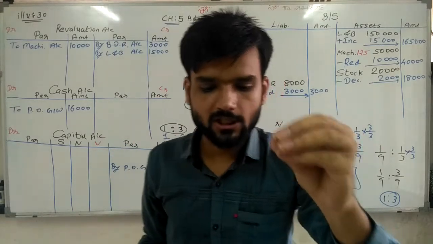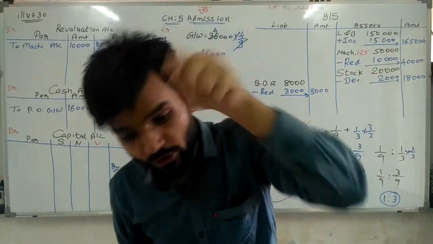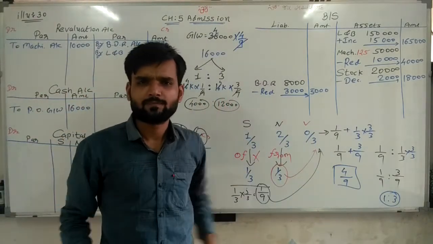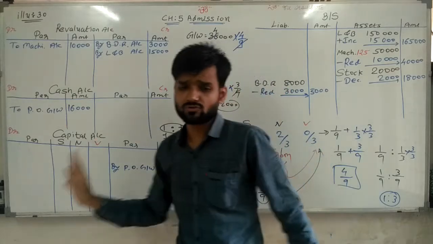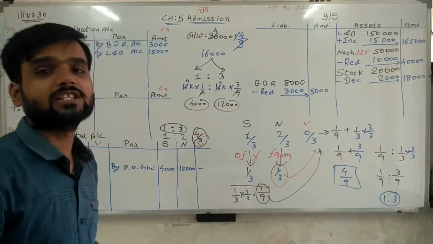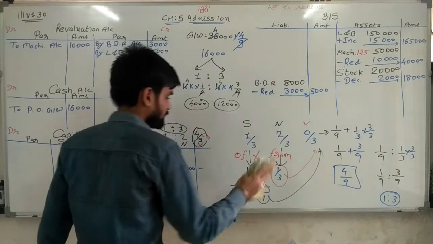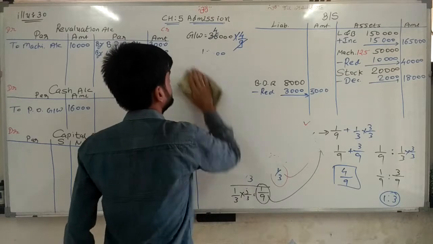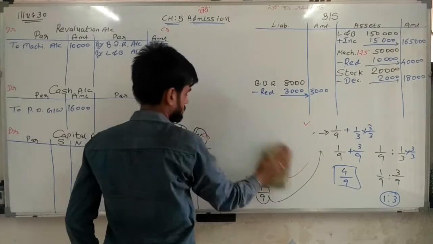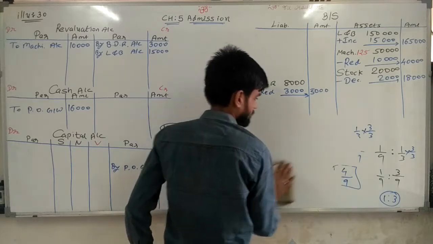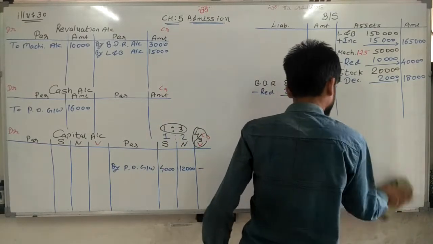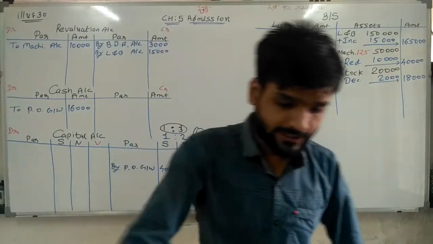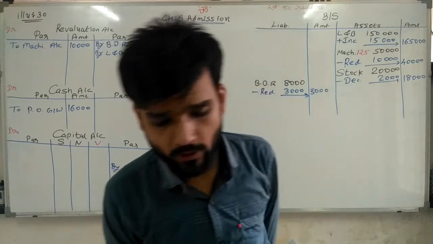Vijay will bring 50% of net assets of the new firm. Now what does it mean? That we will do later, at last, when we are closing our accounts. But first, what is remaining in the balance sheet, that we need to do. So again I am clearing the board. What is the remaining balance sheet? In the balance sheet, asset side, goodwill is given 27,000.